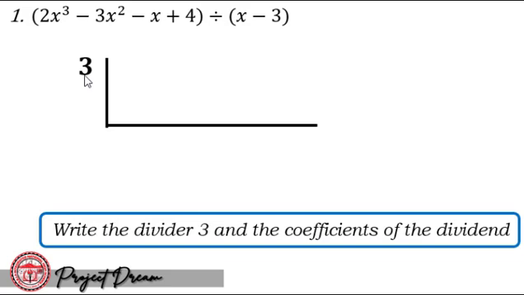And next is write the coefficients of the dividend. So, ano ba yung mga coefficients natin? The numerical coefficients. We have 2, negative 3, negative 1, and positive 4. So, isulat din daw natin siya. So, ganyan ang unang magiging ayos ng ating problem.